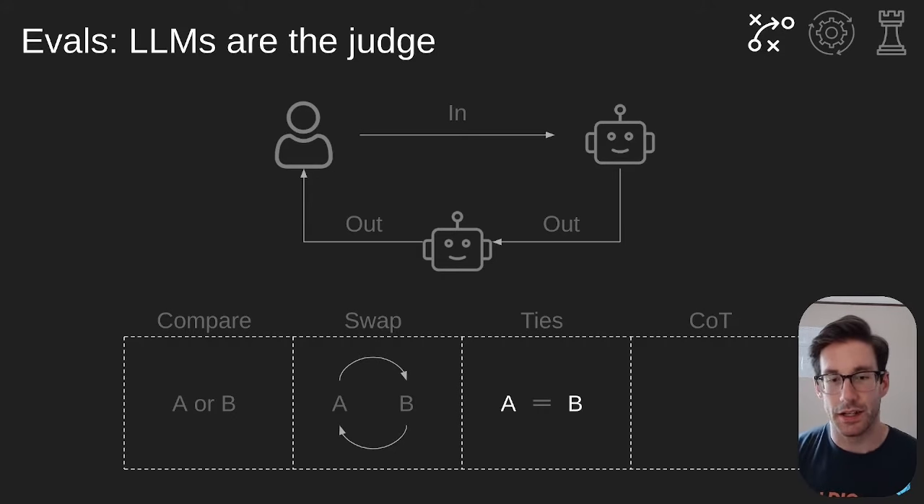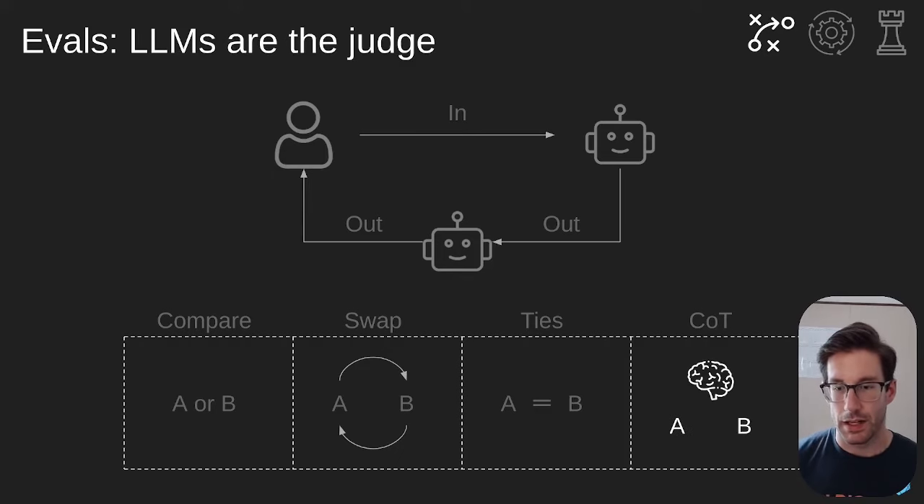Another one is ties. Oftentimes two answers might both be very good, and you need to allow the LLM to tie. If it thinks it's a tie, it should state that it's a tie. And the last is chain of thought. This is when we have an evaluator LLM that actually thinks through its answer and provides you an explanation as to why it chose what it chose. By doing this, we often improve the ability of the evaluator to reason. So it's important to allow it to do this as well.